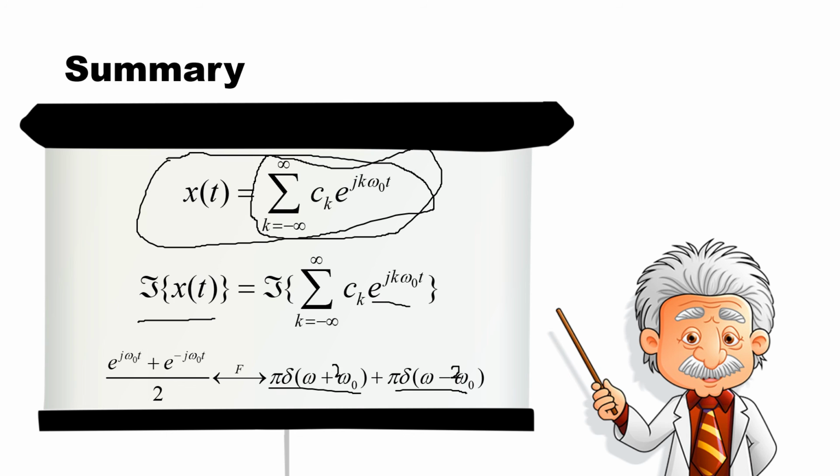So this is how we obtain the Fourier transform or spectrum of a periodic signal.